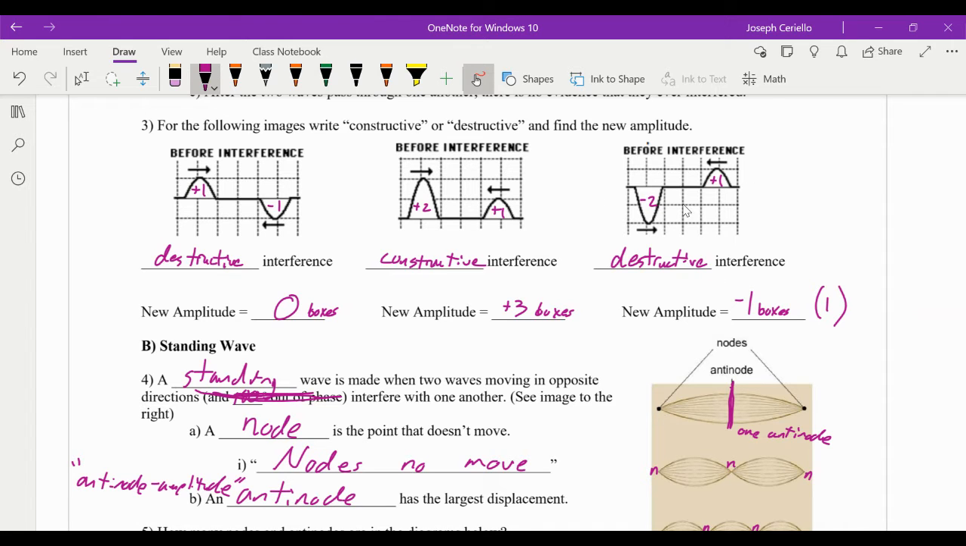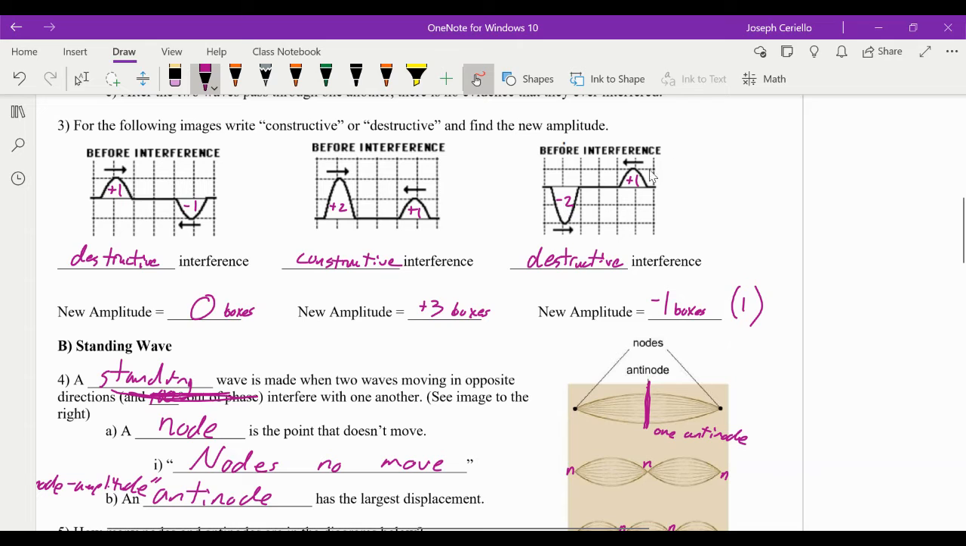Then this one here, this is an example of destructive interference where we have a -2 and a +1, and the wave when they meet is going to be -1. Okay, it's going to be like a trough going down one box.